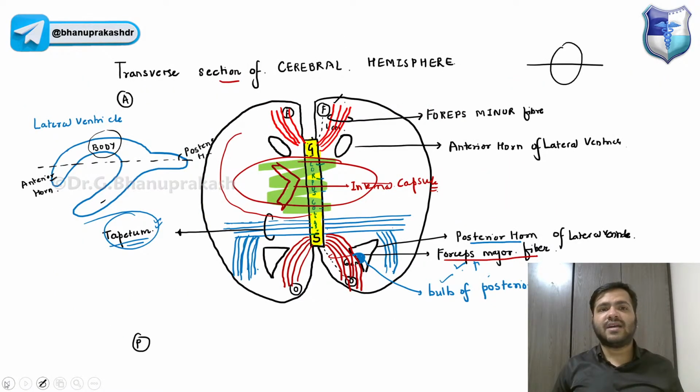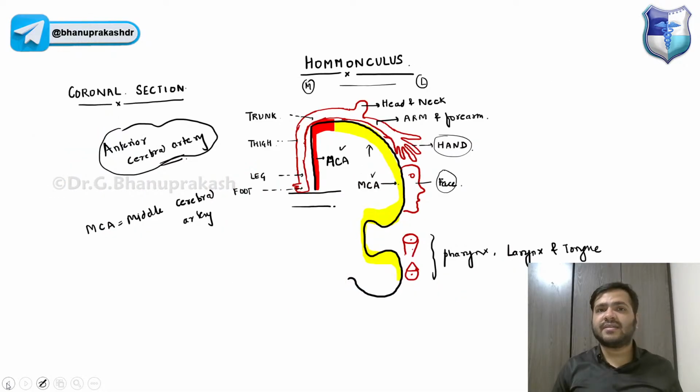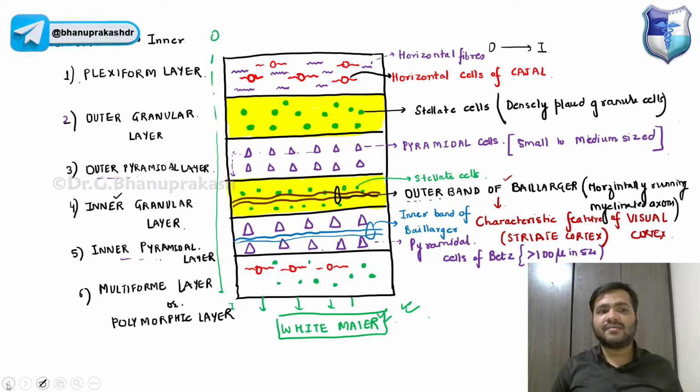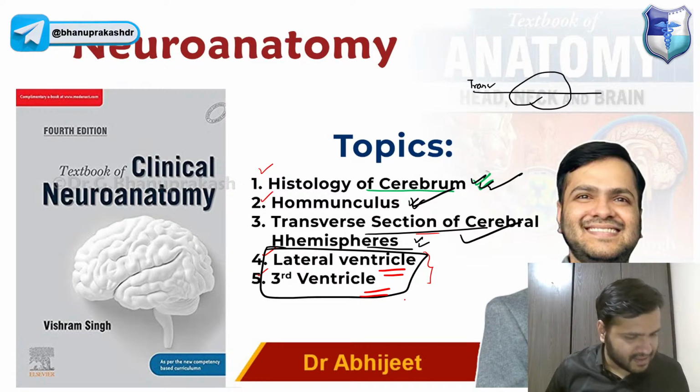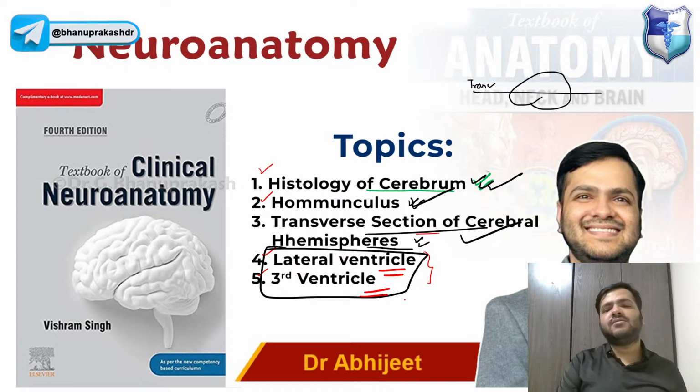We have discussed the transverse section of the cerebral hemisphere. We have discussed the homunculus. We have discussed the cerebral cortex histology. Now I will be discussing the lateral ventricle and the third ventricle. So just give me a thumbs up, guys, if you are awake. Let us try to complete the topic, guys. Yes, we are going to discuss the lateral and the third ventricle.